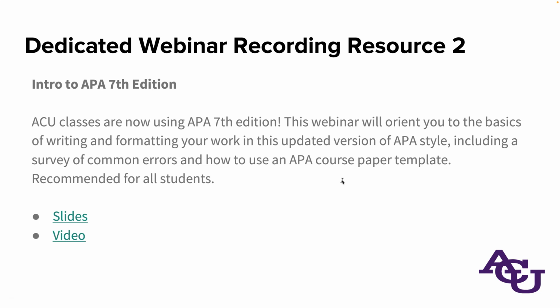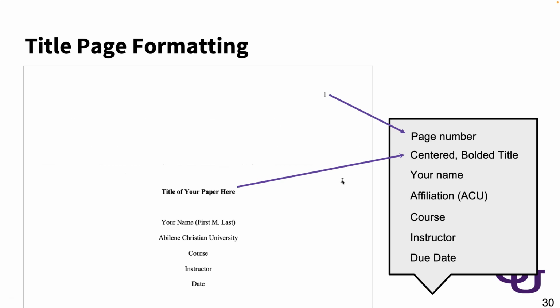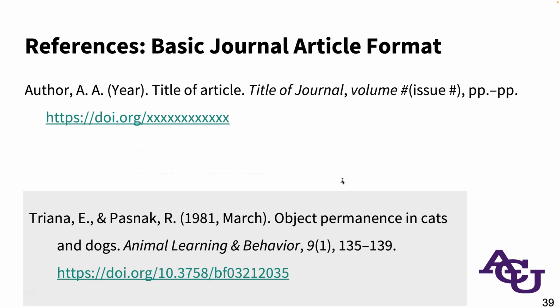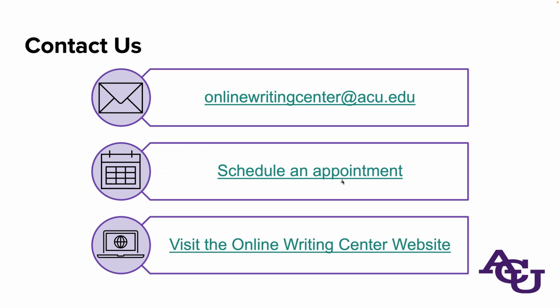We have many other webinars on our site that look into specific aspects of APA style. And if in doubt, if you're not sure what is the right one for the kind of thing you're trying to do, just go ahead and send us an email. We are always happy to field questions. Just write us at onlinewritingcenter@acu.edu. If it's a question coming from a specific assignment, just give us a link to the assignment, and we will get back to you. So, hope that's helpful.